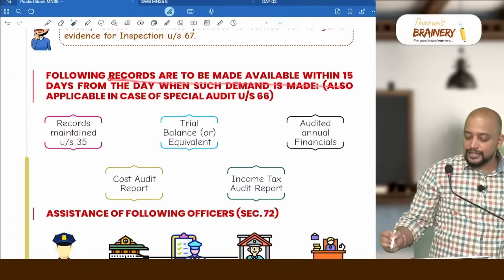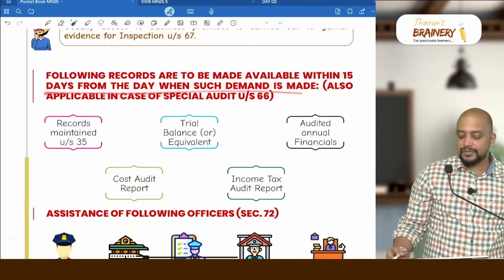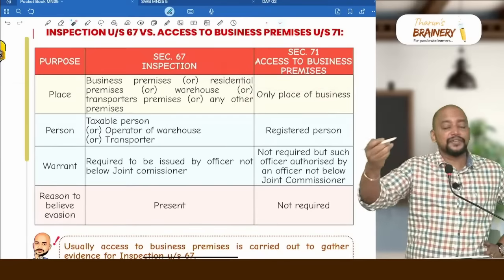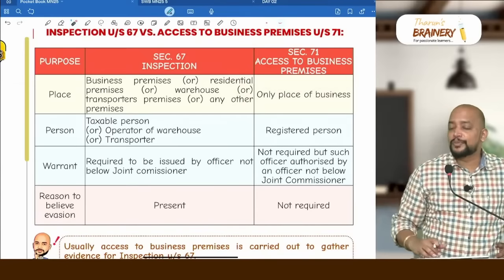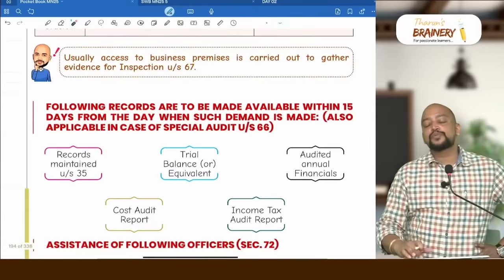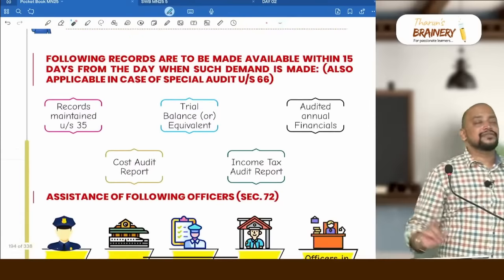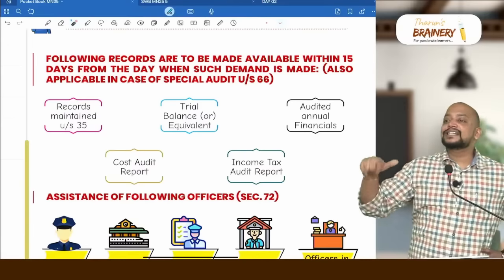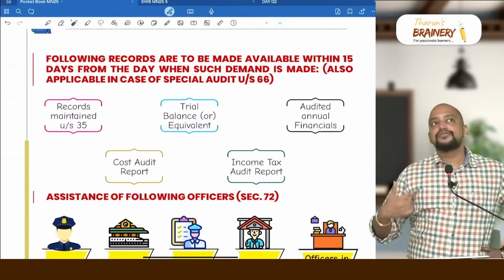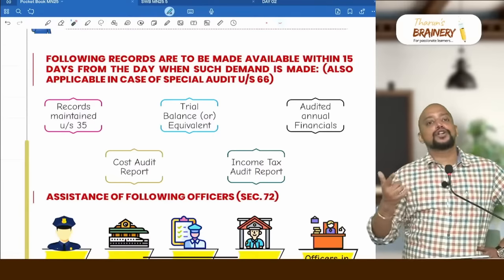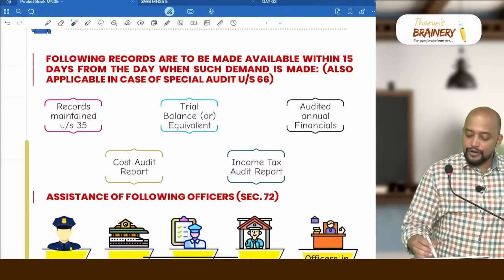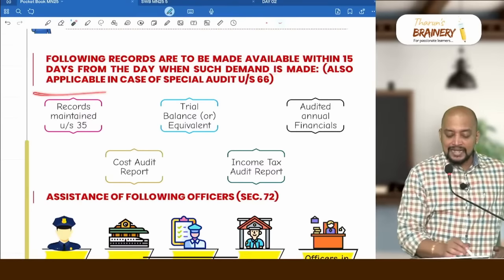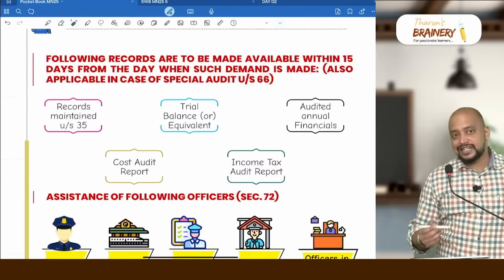Then the following records are to be made available within 15 days from the date when such demand is made. That is, during this access to business premises, they will ask for the documents. So those documents need to be produced. What are those records that can be asked? This provision is actually common not only for access to business premises but also for special audit. So in case of special audit, a CA or CMA will be appointed. That CA or CMA will go and ask for the documents. For that also, what are the documents that they can ask for? The following records are to be made available within 15 days from the day when such demand is made, and this is also applicable in case of special audit under section 66.